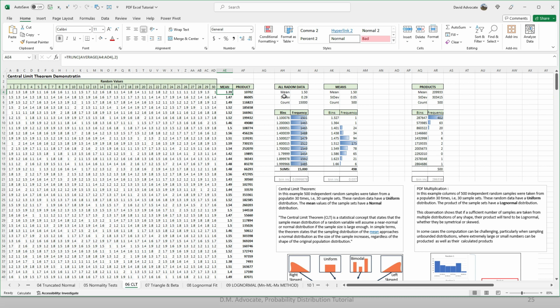Over to the right, first I look at all the random numbers and I see a uniform distribution. And then I look at the distribution of just the means and I can see that it has the normal distribution shape. Another interesting phenomenon is that if you take the product of each row of the 30 columns and we look at the distribution of the products, then we'll get a log normal distribution.